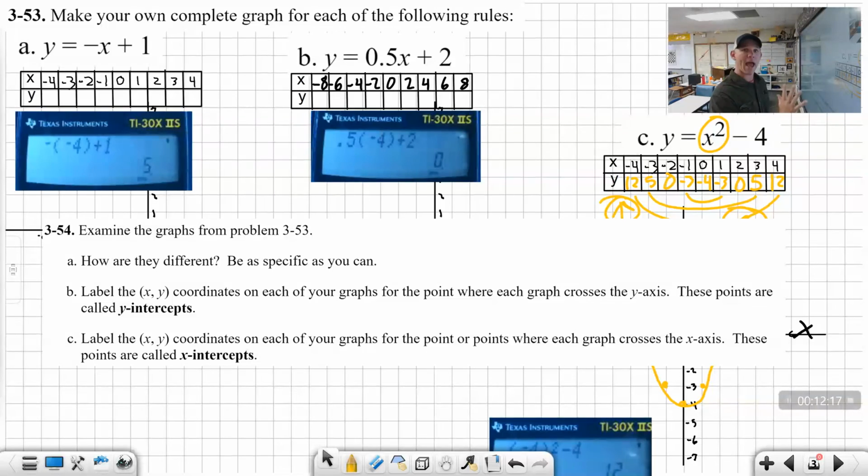At any point, you could go back, re-listen to portions of this video, or pause it where you need to. The purpose of today is to take a rule, create a table, take the table's information, and create a complete graph with a scale, labels, and a continuous line.